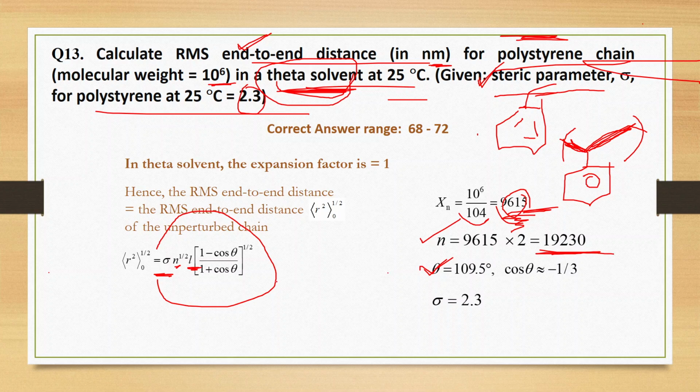So every time you are going to calculate n, you should also know the structure of the polymer, because this was different in the case of polyethylene. We know the structure of polyethylene, but in this case we know that one styrene actually provides 2 CC bonds. So that's why n is twice this amount. And when you put all the values, the answer will come in the range of 68 to 72, that is 69.5.